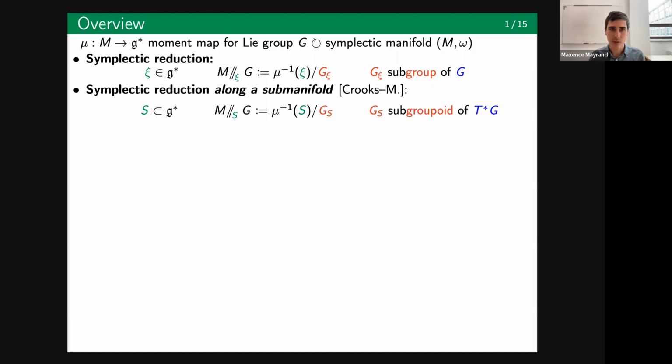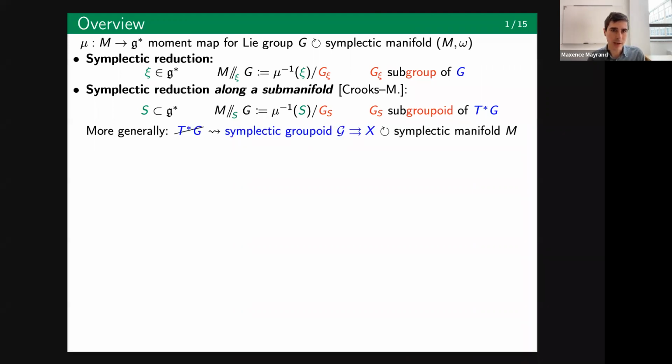Now, with Peter, we introduced this notion of symplectic reduction along a submanifold, where the idea is to replace this level ξ by a submanifold of the dual of the Lie algebra, satisfying some non-degeneracy conditions. The main distinction from usual symplectic reduction is that the thing by which we take the quotient is no longer a subgroup of G, but a subgroupoid of the cotangent bundle, the cotangent groupoid associated with G. That's a new symplectic manifold under good conditions.